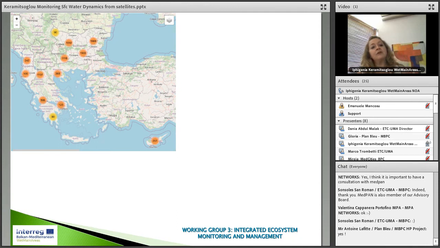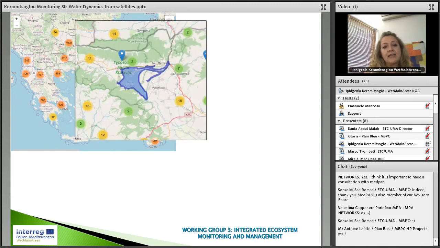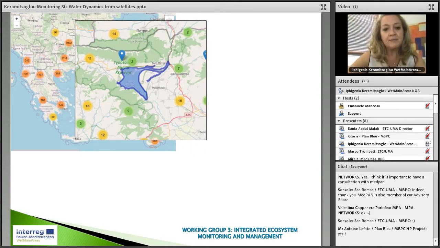And here I'm going to show you, we have put all this in a system on the web. Here you see the clusters of the wetlands, and you can zoom in. And when you zoom in, you are able to see the polygons of the different wetlands. So in this example, I am showing you the Lake Kerkini in northern Greece.